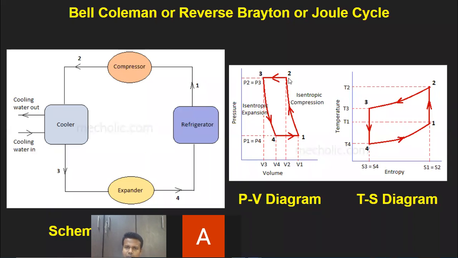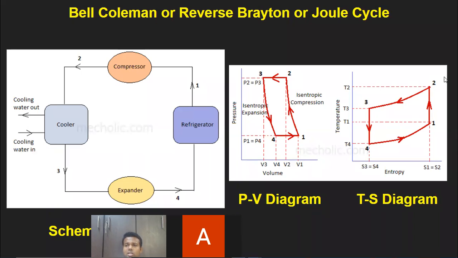Now see, once I reach point number 2, 2 to 3 is cooling, and it is done in the cooler. But this cooling is done at constant pressure. You can see on the PV diagram it's a horizontal line. If you have a horizontal line on a PV diagram, it's a constant pressure process. So during 2 to 3, pressure is constant, and by keeping the pressure constant, we are cooling the air. So during 2 to 3, pressure remains constant and air gets cooled.